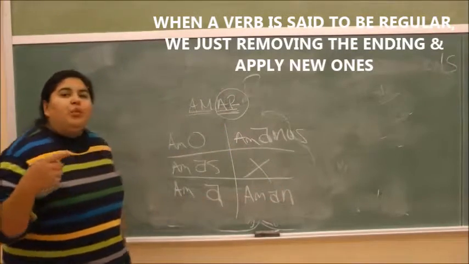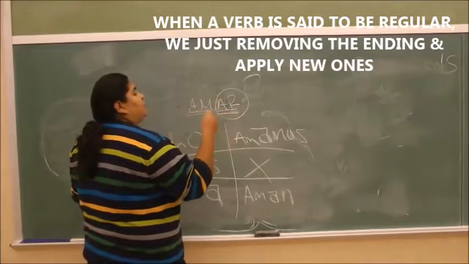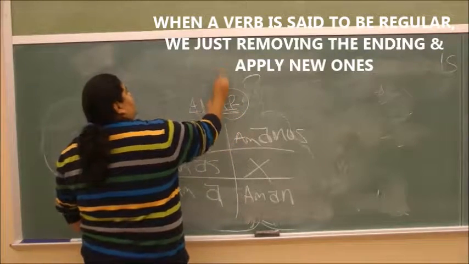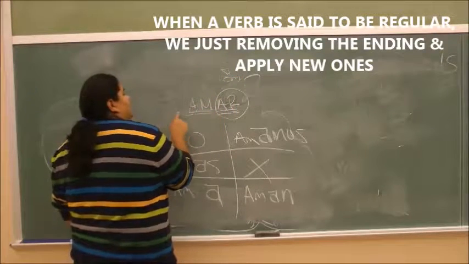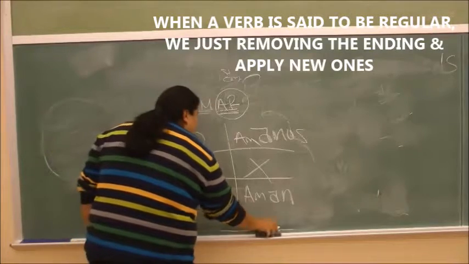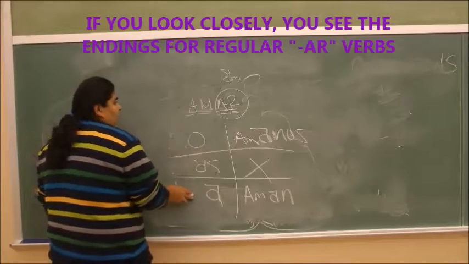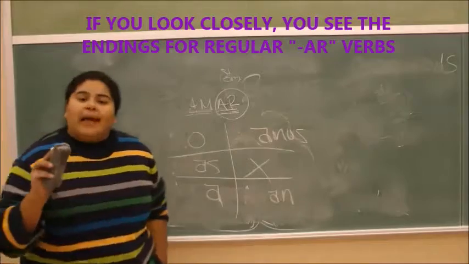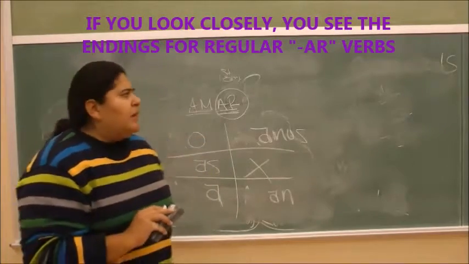So a verb is said to be regular when the only steps that we have to take into consideration is finding the ending, in this case AR, which belongs to first conjugation. Then all I do is get the leftovers and apply new endings. In this case, if you look closely, o, as, a, amos, and an are my real endings for any regular AR verb in the present tense.